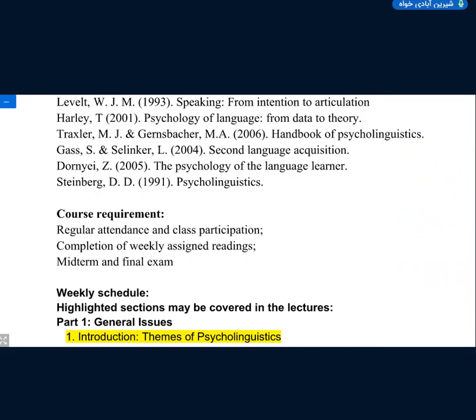You have to attend the classes, and you have to have class participation. When I'm asking you a question, you should be able to answer it. And also we will review the material from previous sessions, each session. And you have to be able to read the materials. For example, this week we are going to review and study chapter 1, and we will have a midterm and a final exam.